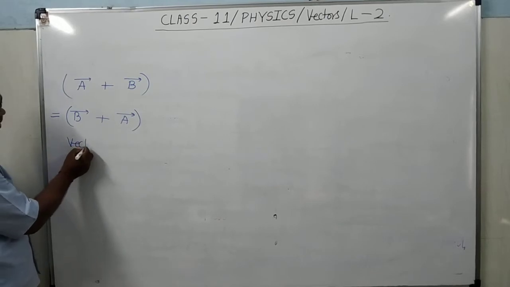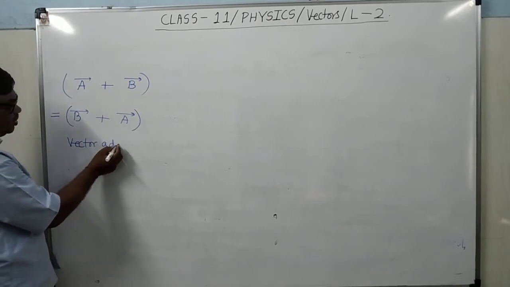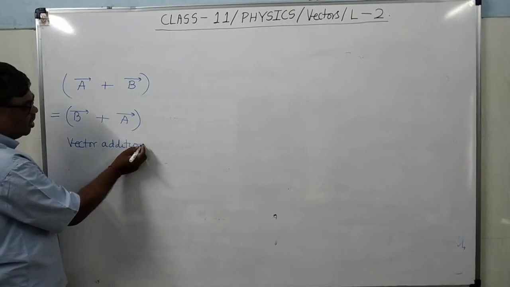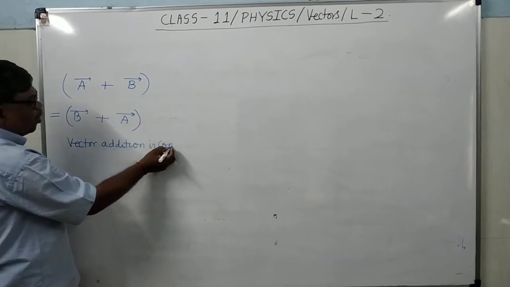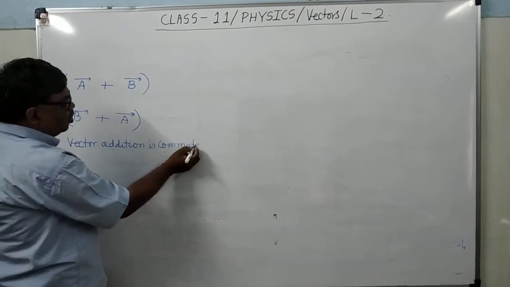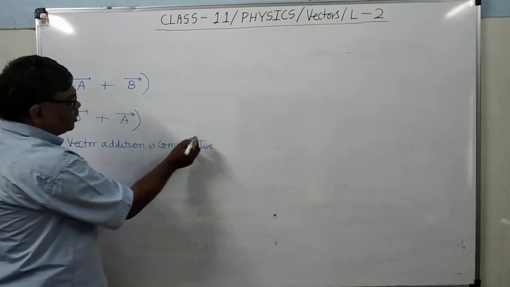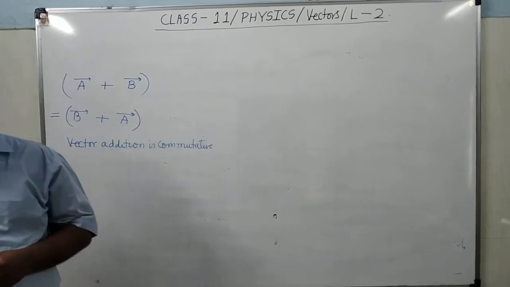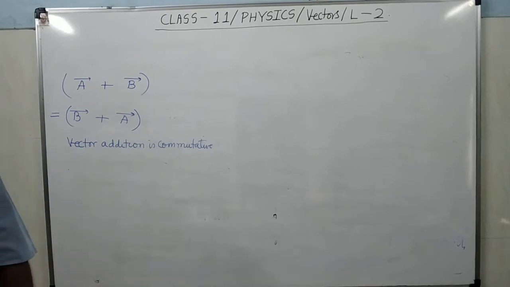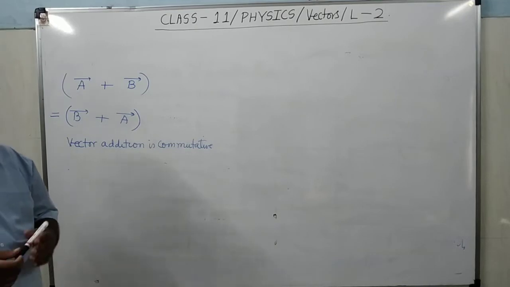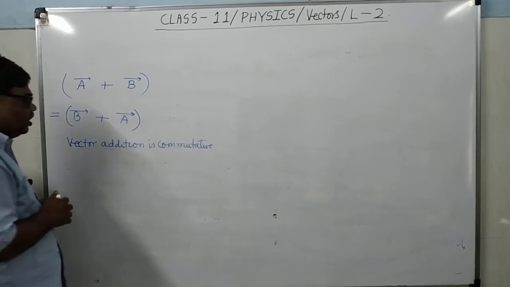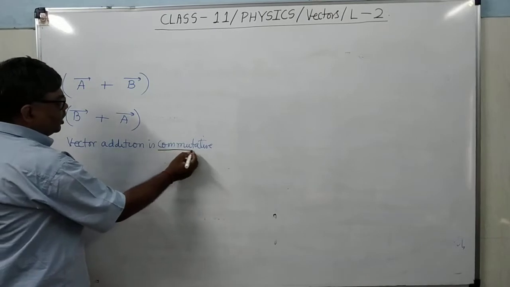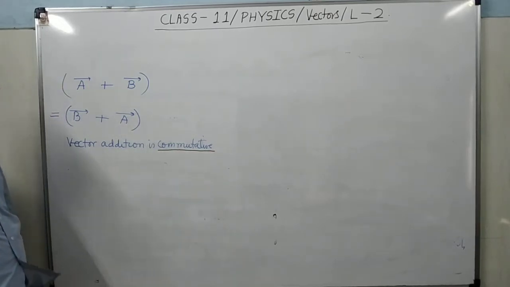Vector addition is commutative. Now what does commutative mean? It means there is no importance of the order of occurrence. Vectors can occur in any order. Is it clear? In which there is no importance of order of occurrence. So vector addition is commutative.